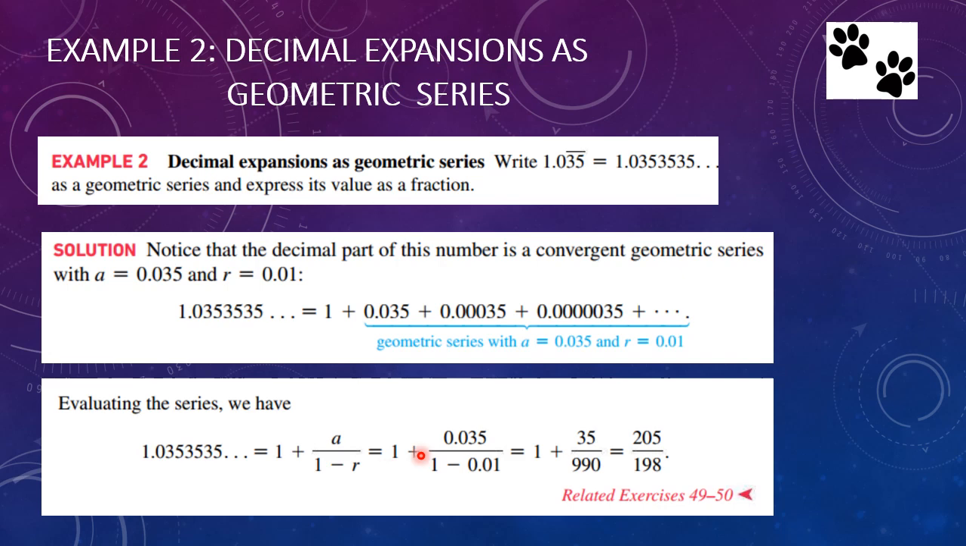So we get 1 plus a, which is 0.035, over 1 minus r, or 1 minus 0.01, which equals 205 over 198. So I just thought this was a clever problem. I don't know that I would have you do something like this. I think it's a little bit gamey. It's more like a puzzle than an actual understanding of the concept, but it's a quite clever application of the concept.